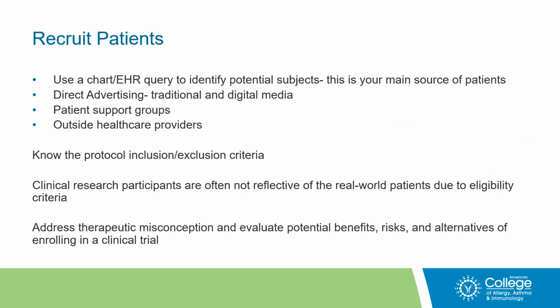So now that you have found a trial, it's time to recruit patients to enter the trial. There are many ways to recruit patients for an individual trial. The most common and main source is using your own patients. You can query a chart or EHR to identify potential subjects for a trial. You can also do direct advertising, either in traditional or digital media, about the clinical trial. Patient support groups are a great resource for potential patients with a specific condition. And lastly, you can approach outside healthcare providers in attempts to recruit patients from their clinic.